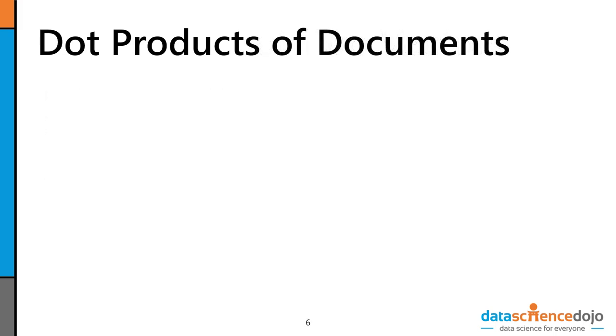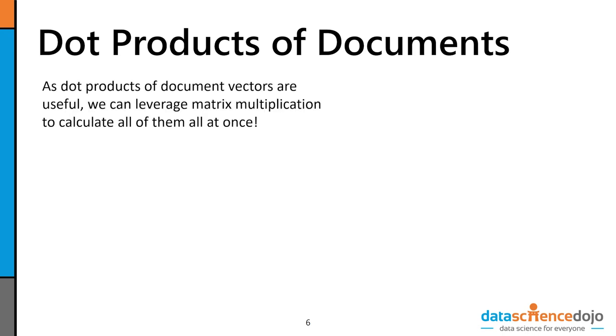Okay, moving on. Since the dot product is useful, it would be nice to be able to calculate the dot products of all the documents all at once. We can do that using matrix multiplication. Now, if you're not familiar with linear algebra, or you took it a long time ago, it's okay. Just follow along. Just try to understand that we can use matrix multiplication to calculate all the dot products of all the documents all at once.